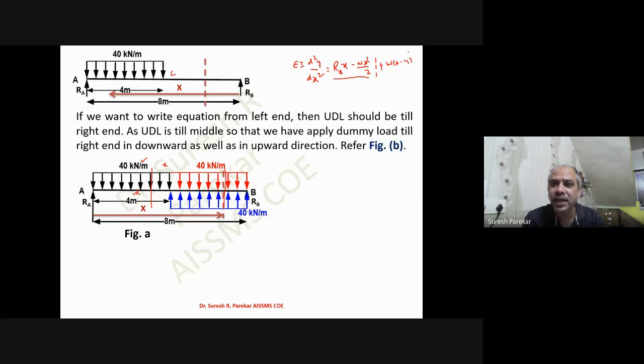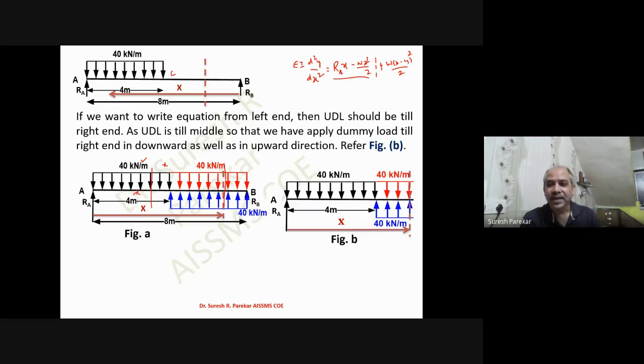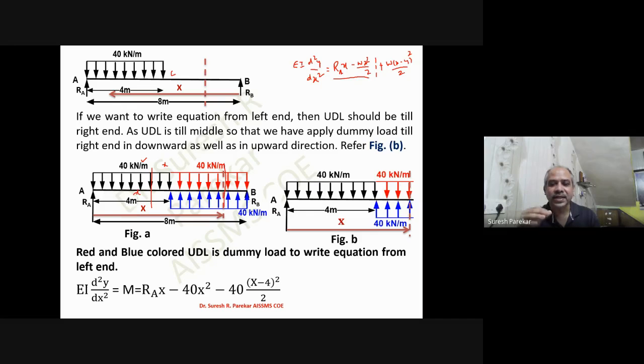So to write general equation, you should have the term dummy load till the other end. And then you can see over here, this will be X, and then only we can write this as RAX minus 40X square by 2, and then we have minus 40 into X minus 4 square by 2, and that will be equal to EI d2y by dx square. So this will be my first compartment. And then I have this will be second compartment.